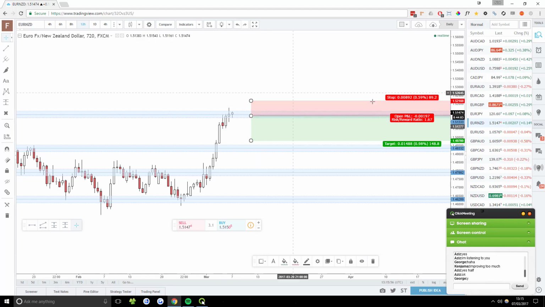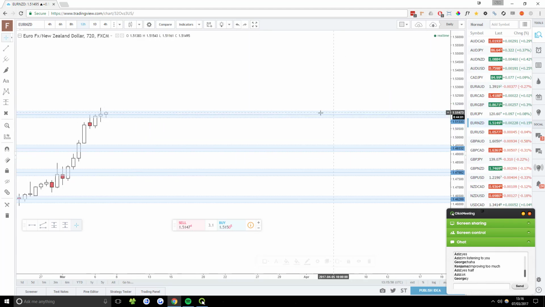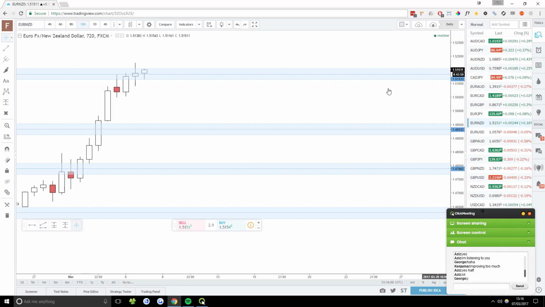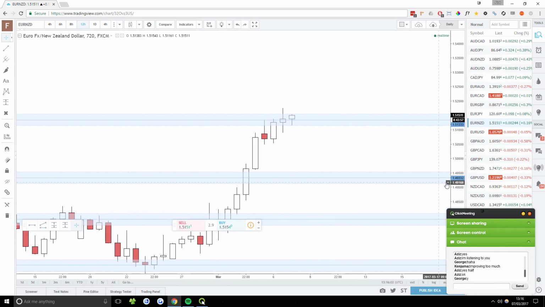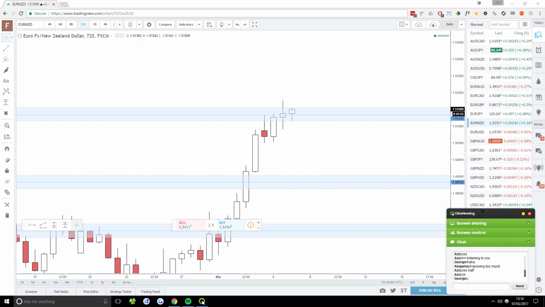Yeah. So ideally, what I want to see here. Let's zoom in a little bit. The most ideal situation would be if price stalls here a little bit longer. That way we get a few new lows and then we can get an entry around about here. That would be the most ideal situation.